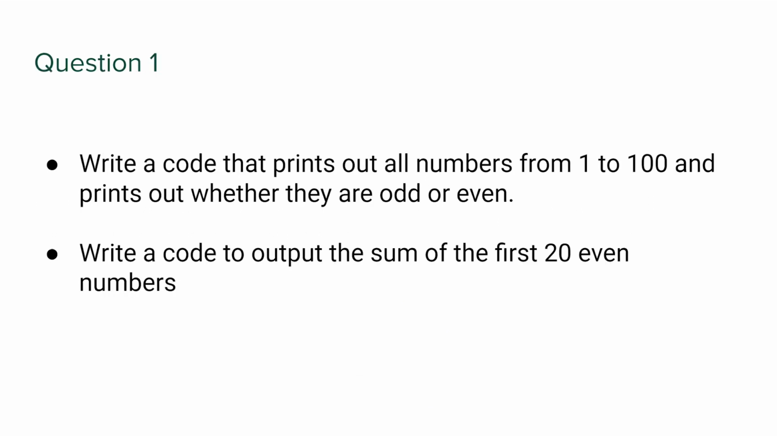So first question here: write code that prints out all the numbers from 1 to 100 and prints out whether they are odd or even. A hint for this is that you basically have to use a for loop, a count control loop, because you know how many times the code is going to run, since we're printing from 1 to 100. The odd or even concept comes with the use of a conditional statement using modulus, which we talked about earlier, whereby mod 2 equals 0 means it's even, mod 2 equals 1 means it's odd.